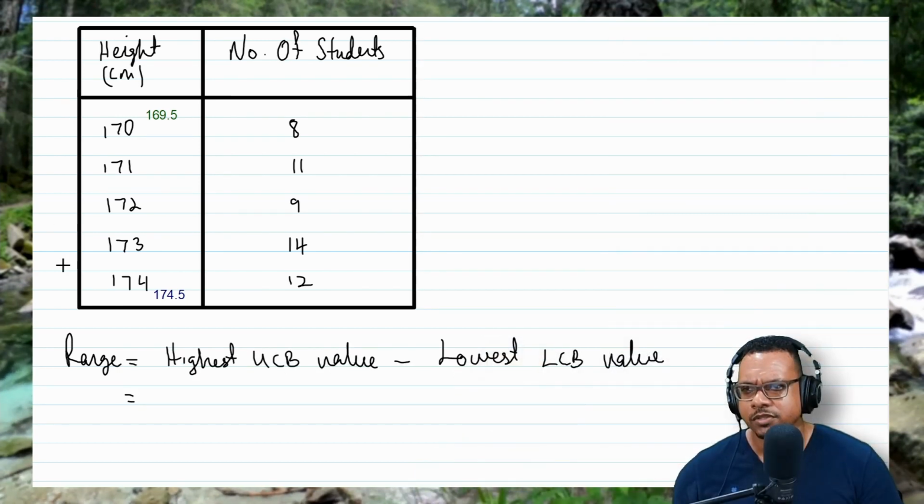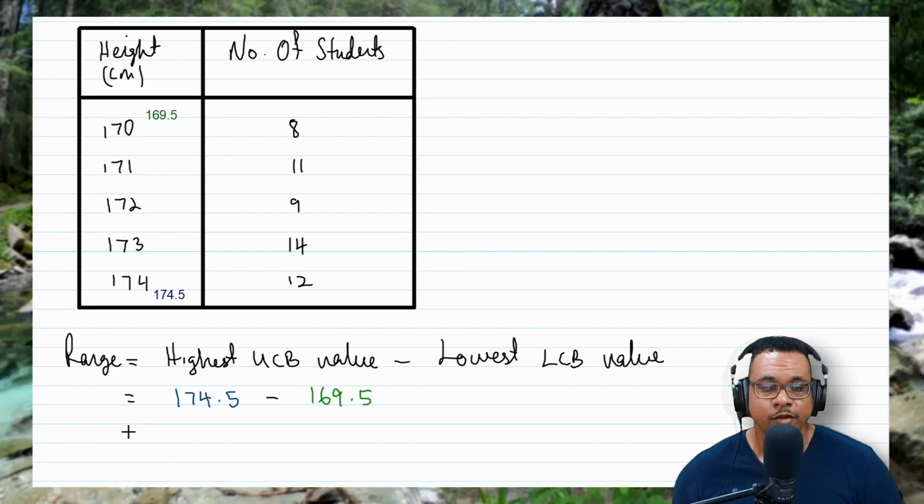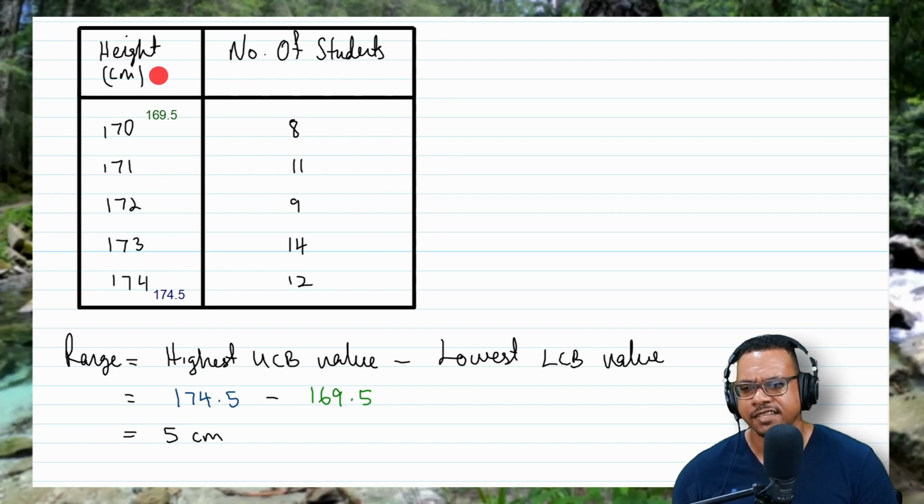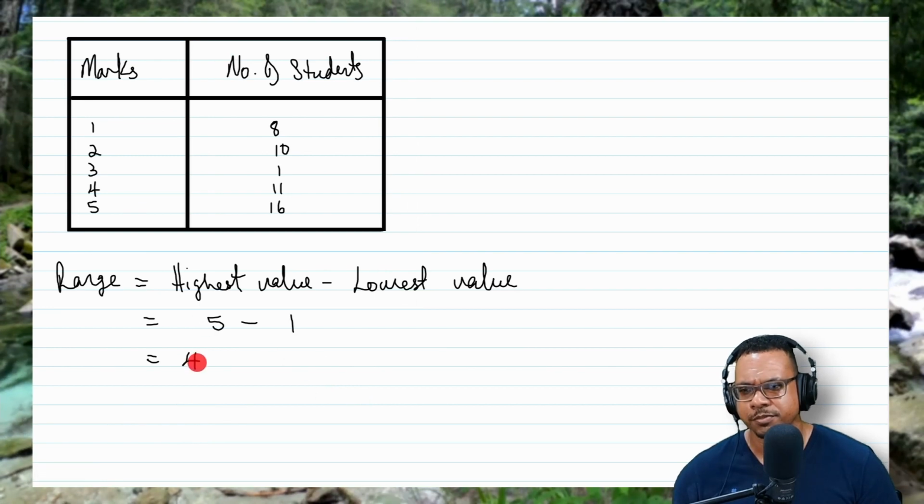So that will be equal to 174.5 take away 169.5, and that would be equal to 5. That's 5 centimeters, because we're dealing with heights here in centimeters. So the range will be 5 centimeters. And here I'm supposed to put 4 marks. That will be the range. Put the unit.